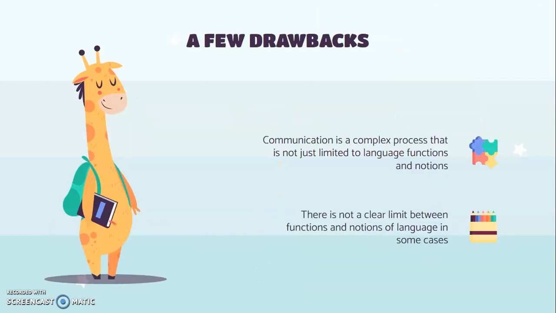So, a few of the drawbacks are, first of all, that communication is a very complex process. So, there can be more to communication than just functions and notions. And this is something that has been one of its main critiques ever since it started. On the other hand, we have the idea that there is not a clear limit between functions and notions in language for some very specific cases.